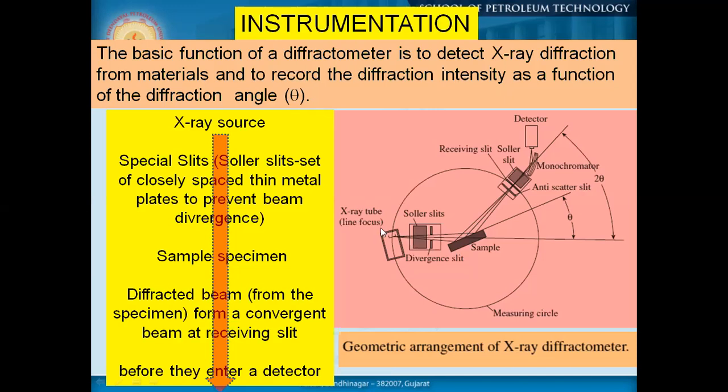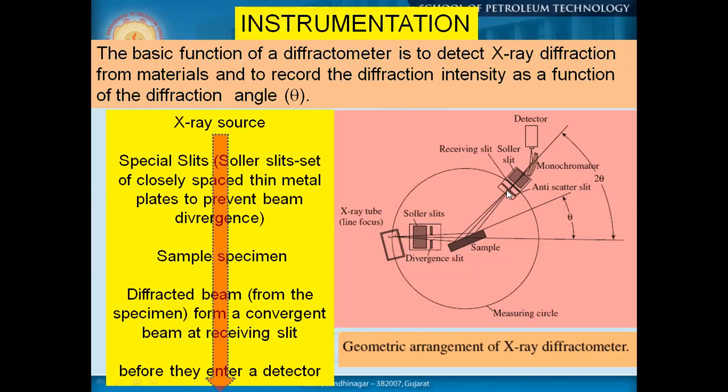Initially there is an X-ray source, then a soller slit, a set of closely spaced thin metal plates to prevent beam divergence. Here we put many parallel metal plates so that the beam converges. Then it falls on the sample specimen, and the beam is diffracted, coming from the specimen as a convergent beam, so it will converge.